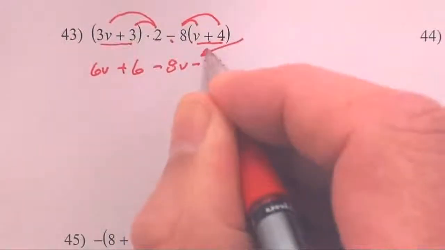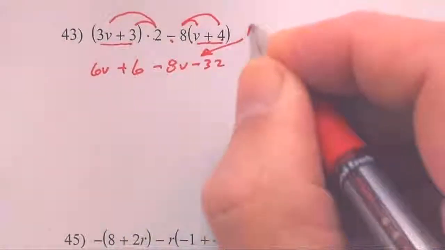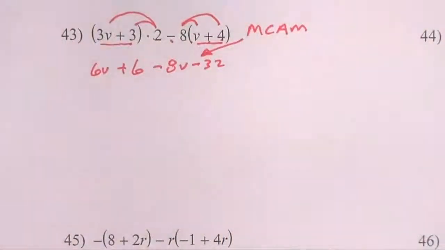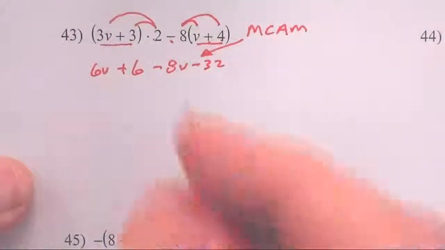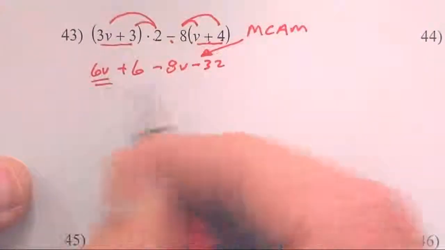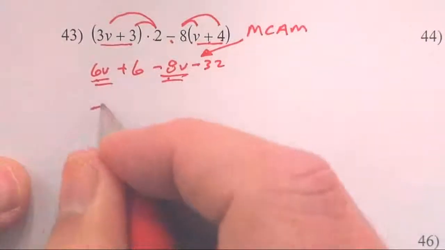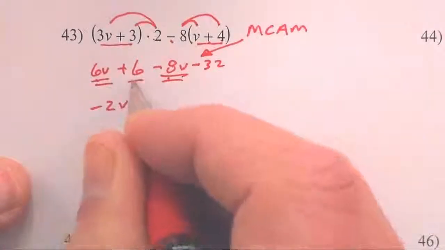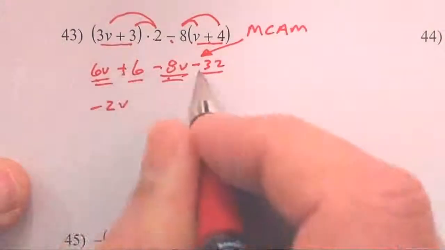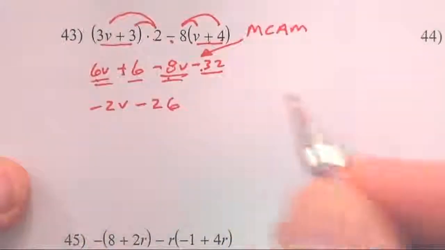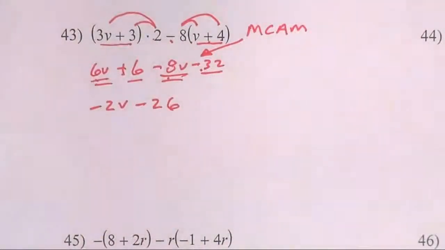That sign right there will be my biggest concern. If you ever see on a test or quiz MCAM, that's what I refer to as the most common algebra mistake, failure to distribute a negative. Be careful with that one. So I combine my variables. Pluses mixed with minuses fight. The negatives win by 2. Combine my whole numbers. Pluses mixed with minuses fight. Negatives win by 26. We'll go through 2 more problems.